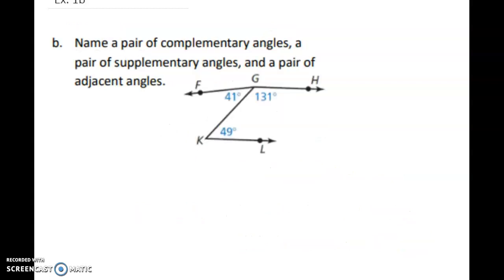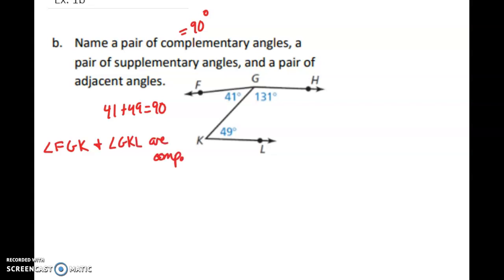All right, let's look at example 1b. So I'm going to go ahead and have you try to name a pair of complementary angles. All right, so complementary means equals 90. And remember, 41 plus 49 definitely equals 90. So the 41 degree I'm going to call angle FGK. And 49 I'm going to name angle GKL. And they are complementary.